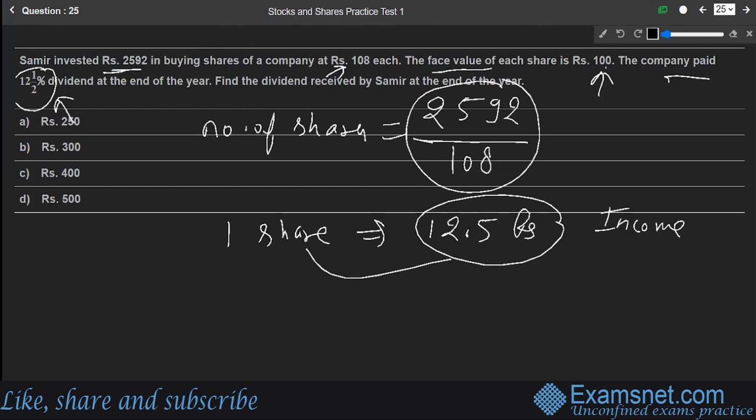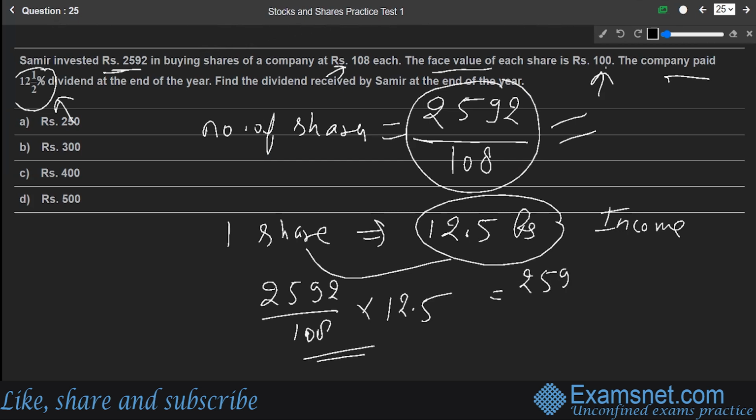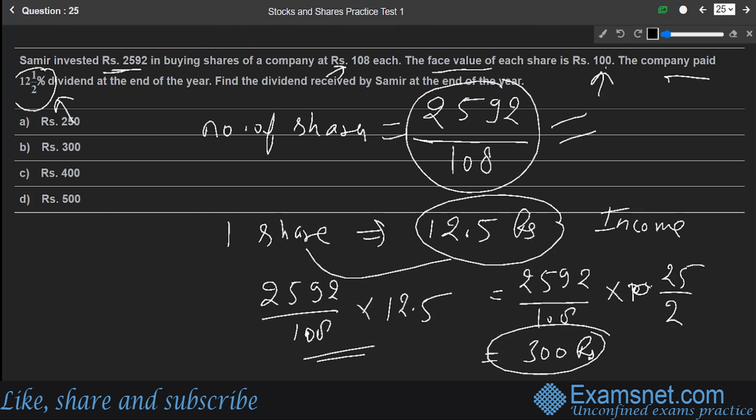So how many shares do we have? We have got these many shares. So these many shares will give how much income? So just simply multiply it by 12.5. This can be simply written as 2592 divided by 108 into 12.5, which can be written as 25 by 2, and then we can cut down these numbers and find out the answer. The exact value that is coming out to be is 300. So that is the total amount of dividend that you're going to receive, rupees 300. That is the right answer available in option number B.